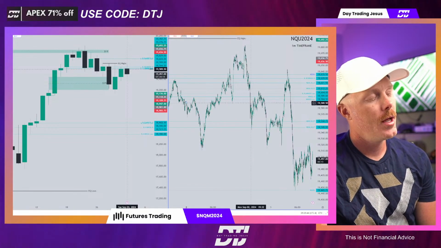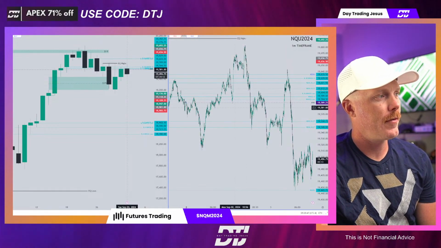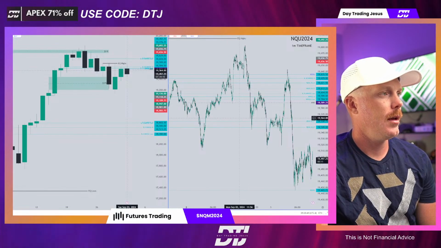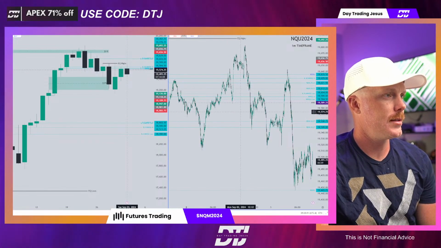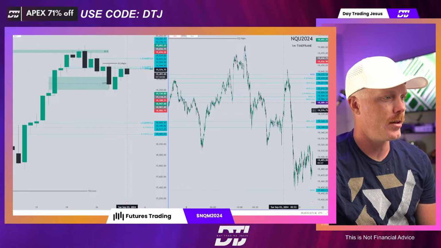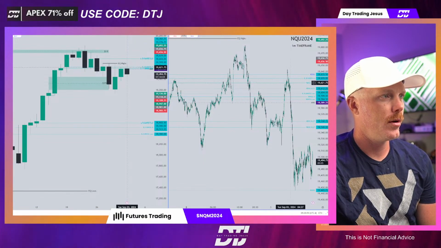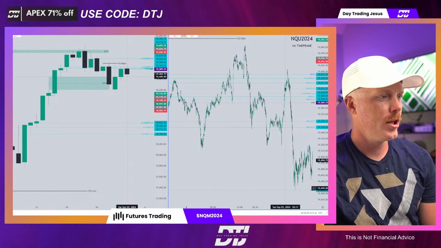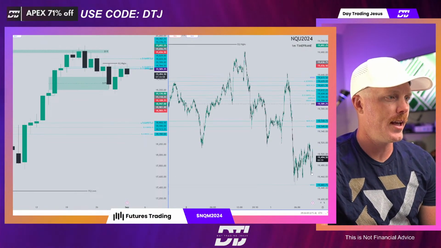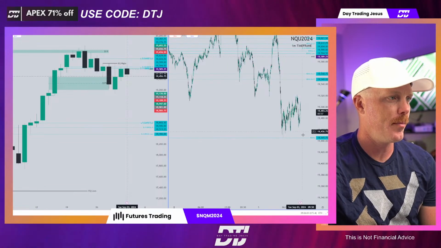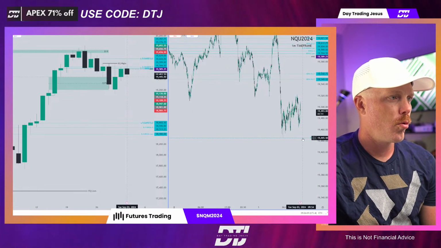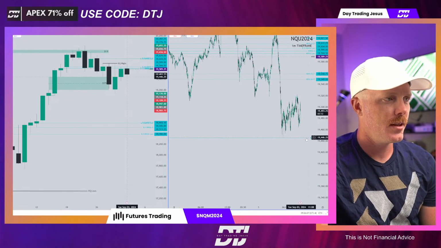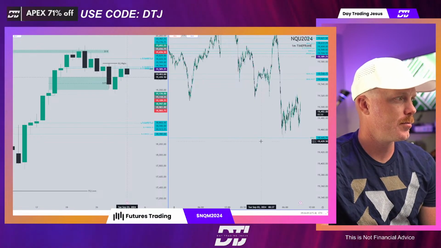I actually don't. I was out on the lake yesterday with my family. But look at this move over London, man. I would have loved it. We had this new day opening gap. Look at that new day opening gap, right there. Now let's go back and see where that goes to.